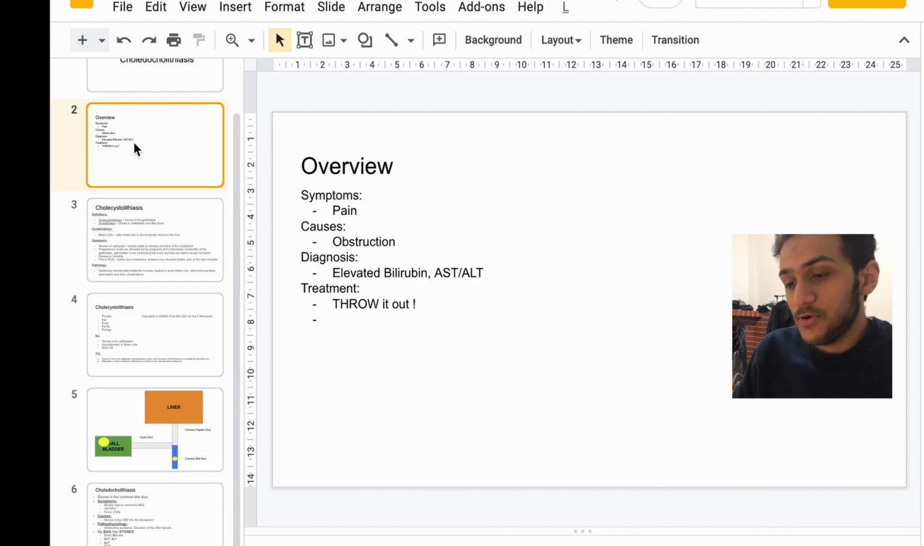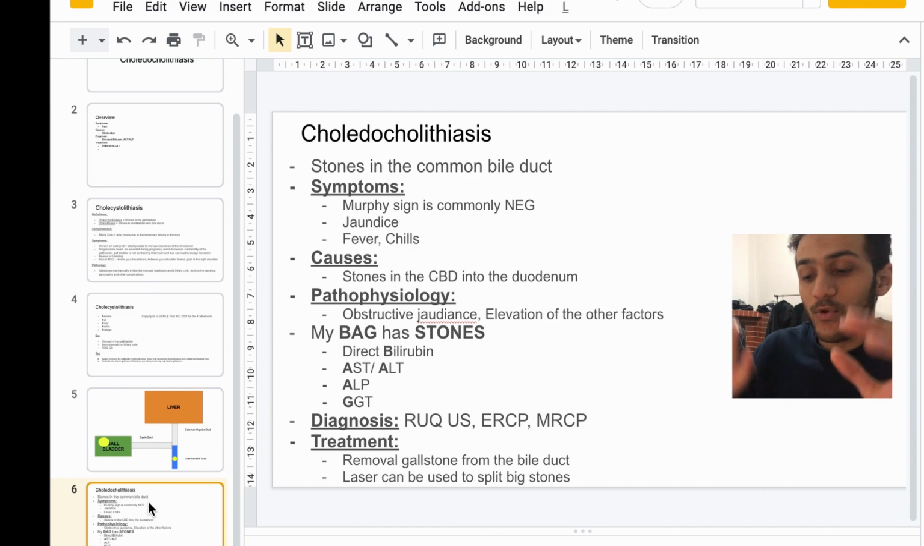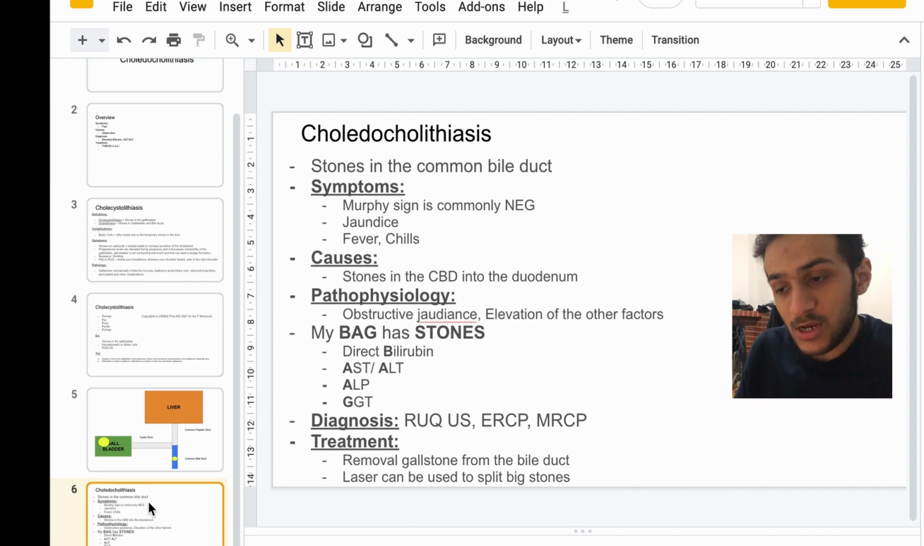So guys, just to review what we have over here: both diseases cause pain. Both diseases have obstruction. The main thing is whether liver enzymes are elevated or not, and where the stone is obstructed, and also gamma glutamyl transferase. And also we want to remove the gallbladder, or remove the gallstone from the bile duct. We can use lasers. We can remove the gallbladder itself. So that's the main thing.